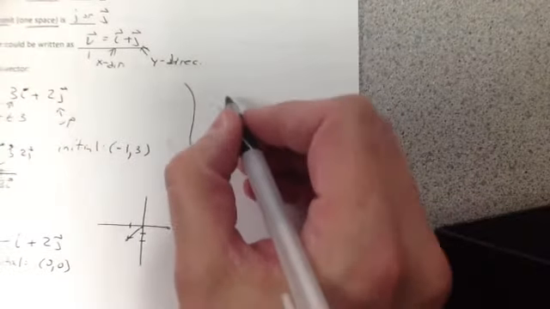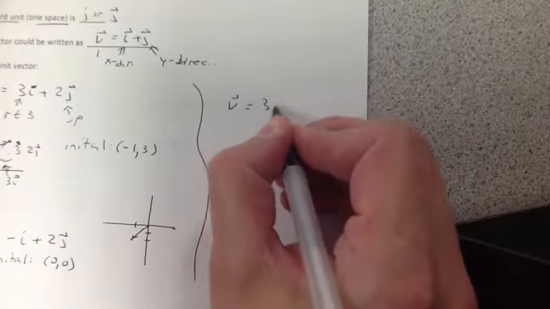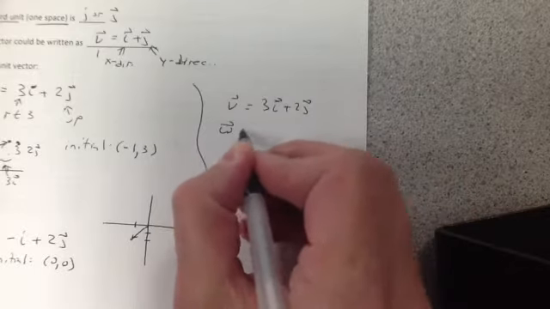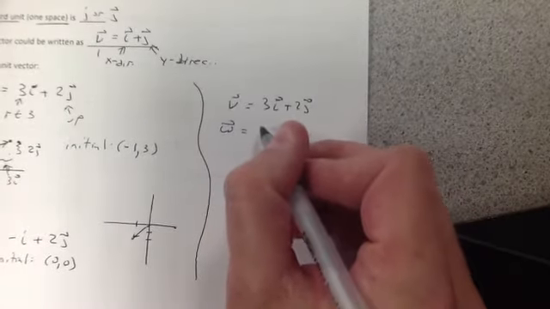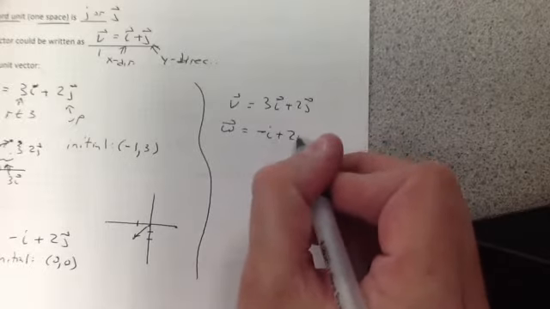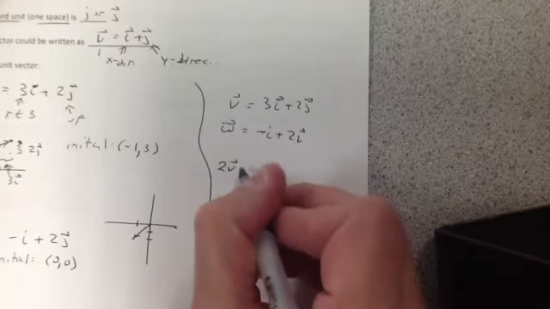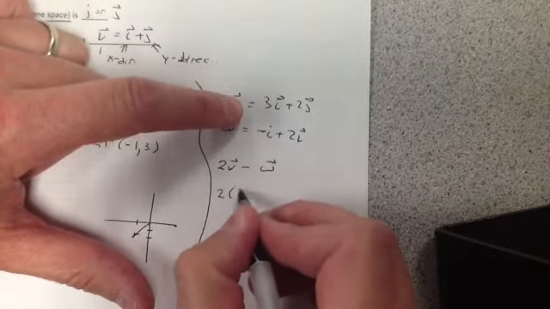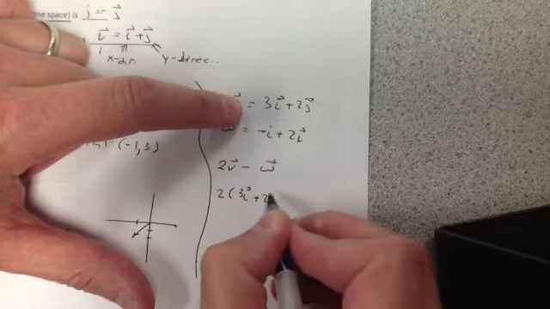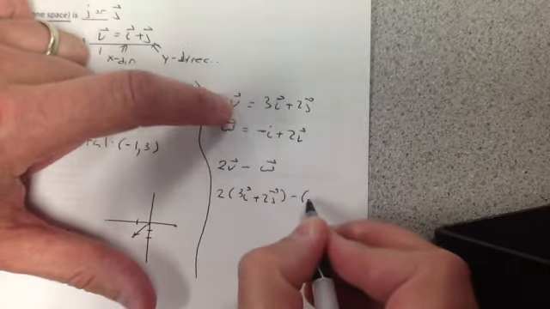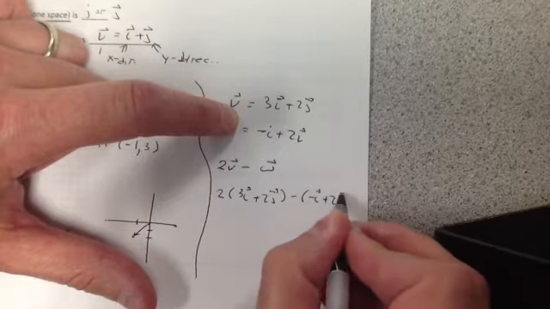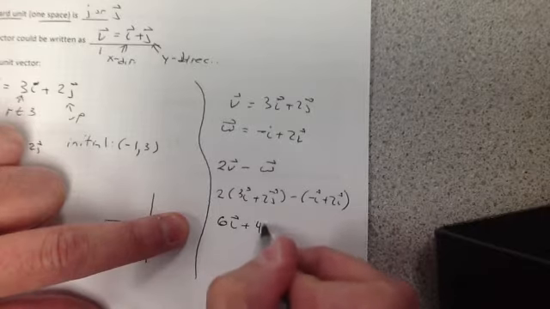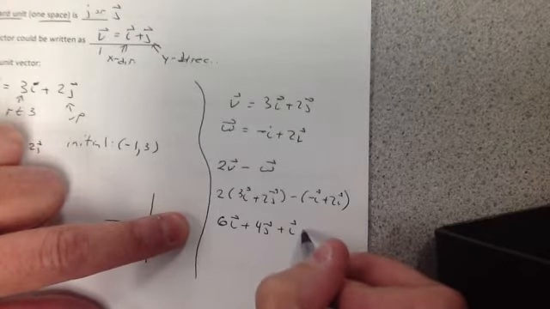Now, the cool thing about these, let's say we have 2 vectors, like we still have this 3i plus 2j, and vector w, which is, let's say, negative i plus 2j. Let's say I want to get 2v minus w. It's the same idea, and this is even easier to do. We go 2 times 3i plus 2j minus, be careful of the signs, negative i plus 2j, and I distribute: 6i plus 4j plus i minus 2j.